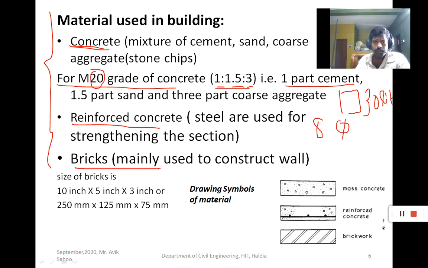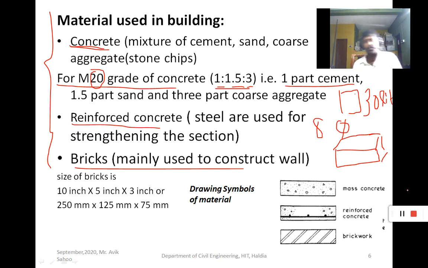And another is the brick. Bricks in an RC frame structure are mainly used to construct walls, and the brick size is very important. Brick size is 10 inch, meaning 250 mm is the length. It's a traditional brick size.